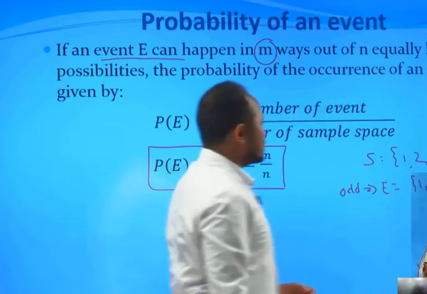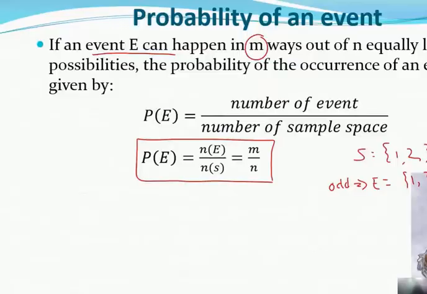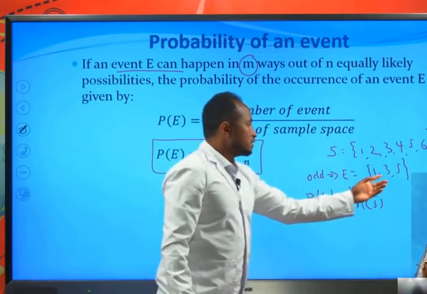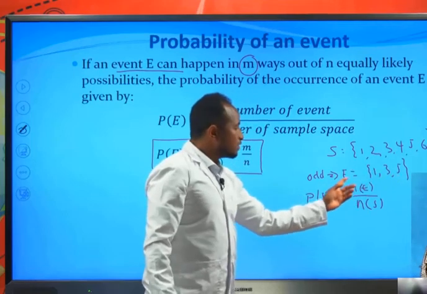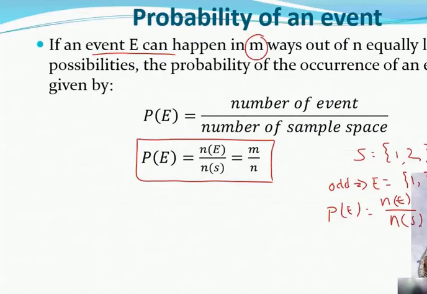If you are asked what is the probability of getting an odd number when you roll a die, the probability of the event is equal to the number of events divided by the number of sample space. Here the event is getting an odd number, so we have 3 possible events. Therefore the number of events is 3 divided by the sample space, 6. 3 over 6 will be the probability of getting an odd number when you roll a die. So the probability of an event is given by the number of events over the number of sample space.